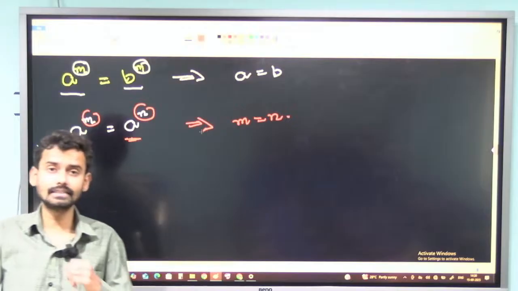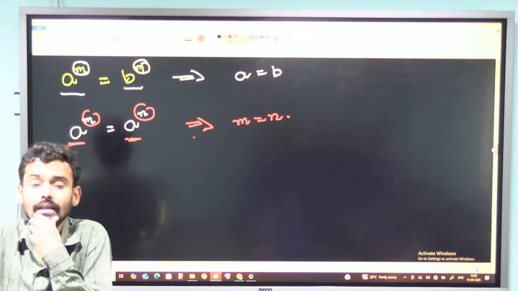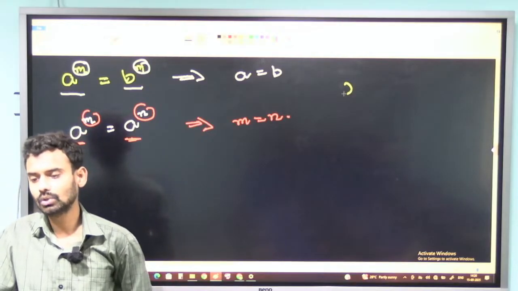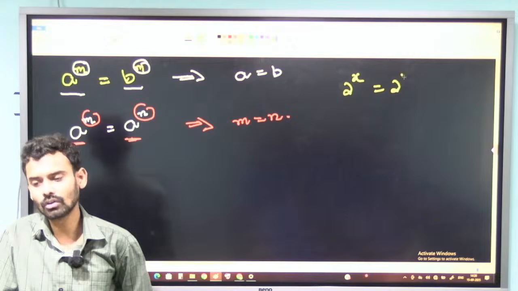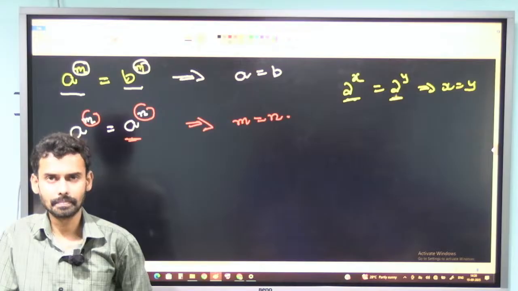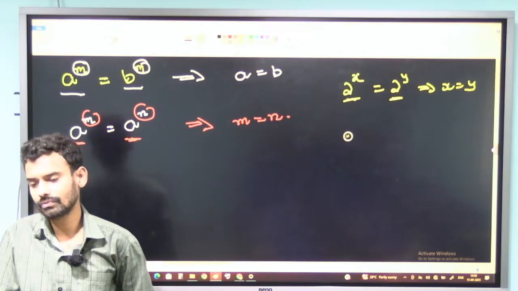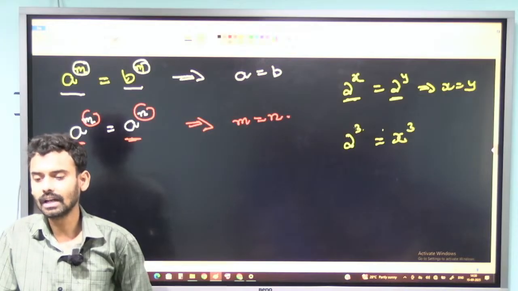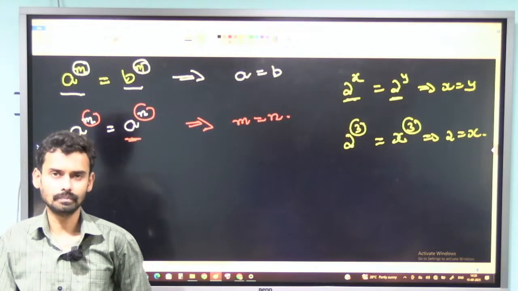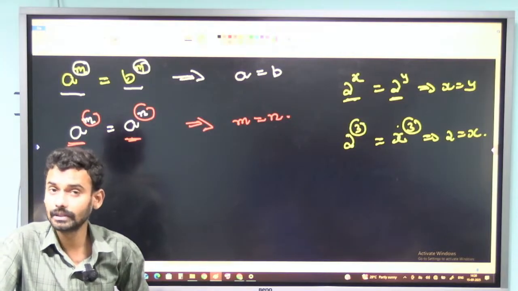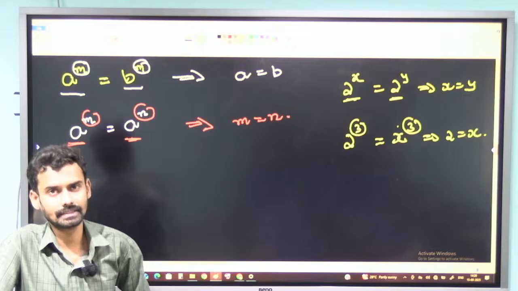So when the bases are same, we can equate the powers, and when the powers are same, we can equate the bases. For example, if I say 2 to the power of x is equal to 2 to the power of y, I can equate x is equal to y because the bases are same. In the same way, 2 to the power of, let's say, 3 is equal to x to the power of 3. Now here the powers are same, so I can equate 2 and x, and I can say x is equal to 2. So these are some of the rules relating to the laws of exponents, and we will be using this in solving problems in the next class. Thank you.